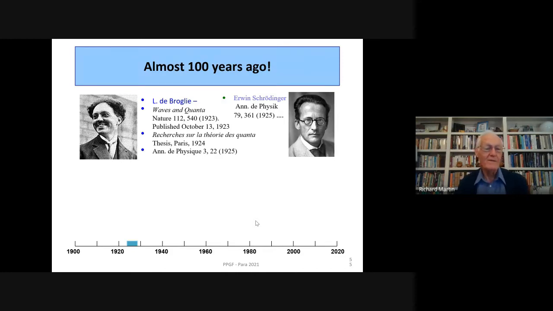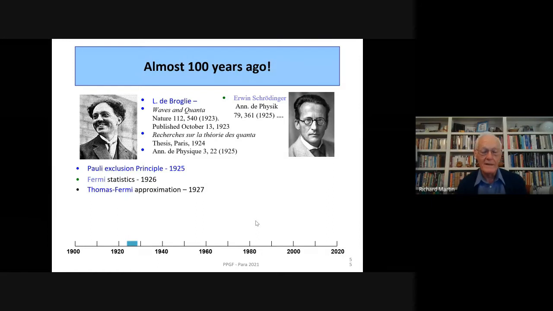And this was part of his thesis, which was not actually defended until the next year. And one of the key papers was in Annales de Physique in 1925. This started a wave of work, and Schrödinger in particular, the inventor of the Schrödinger equation, was already done in 1925. And it was just amazing how quickly things went. The Pauli exclusion principle in 1925, Fermi statistics 26, Thomas-Fermi approximation in 1927.